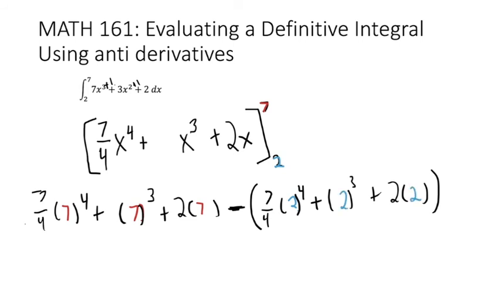All right, so now we're going to solve it out. From plugging this in the calculator, you get 4,518.75. And that's it. That's your integral.